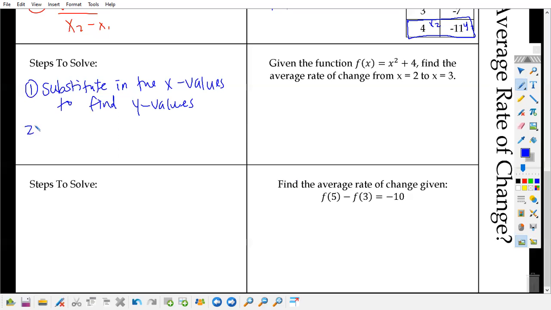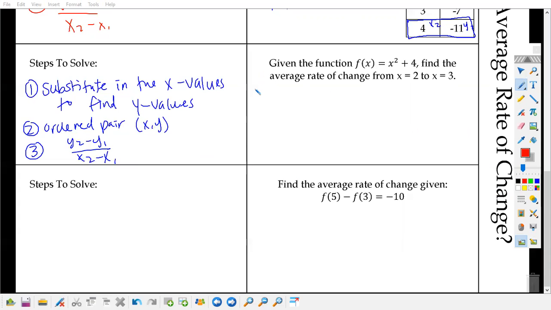Okay, then we're going to write it as an ordered pair. Ordered pair just means it's x comma y, right? And then step 3, we're now going to just use our y2 minus y1 over x2 minus x1. Does that sound doable?